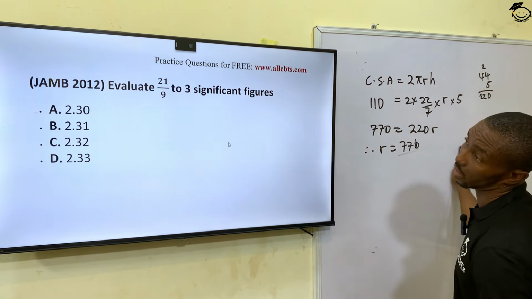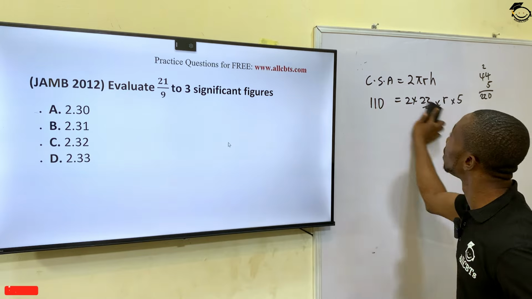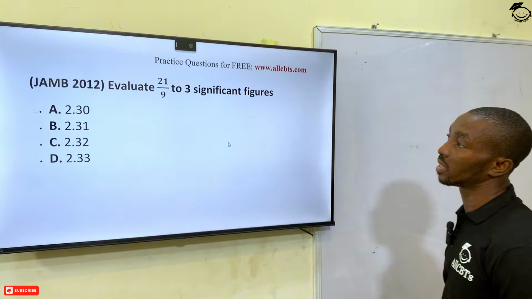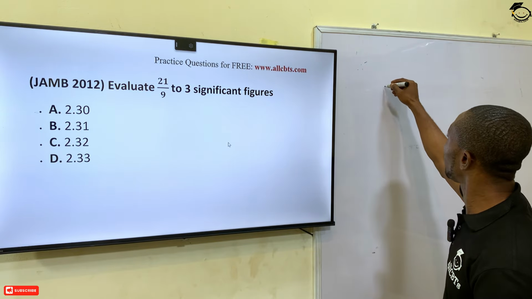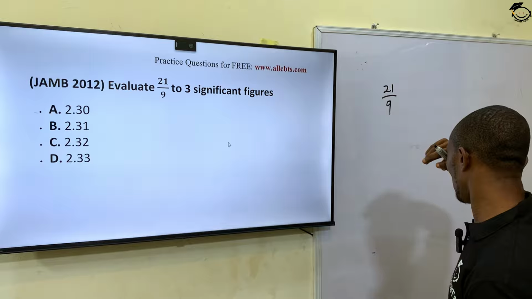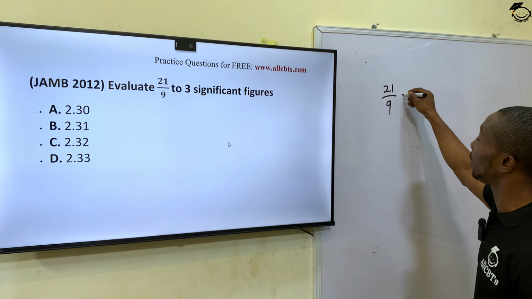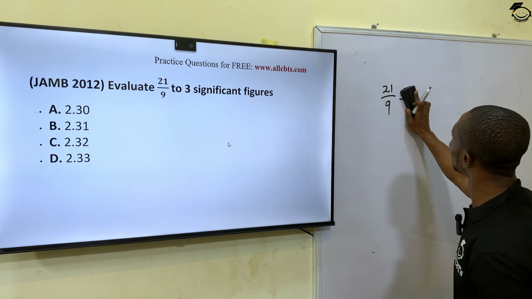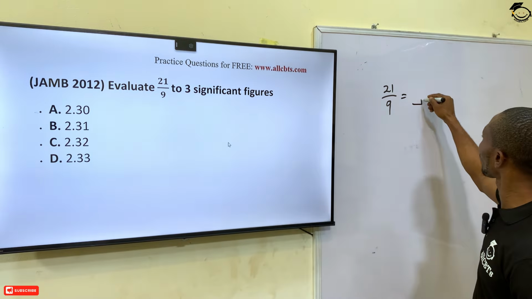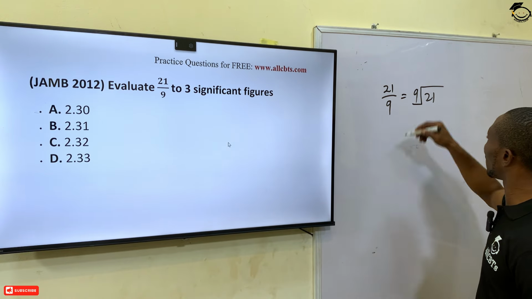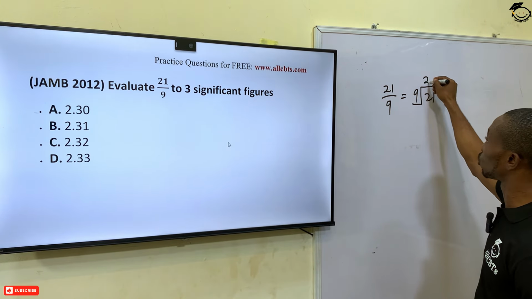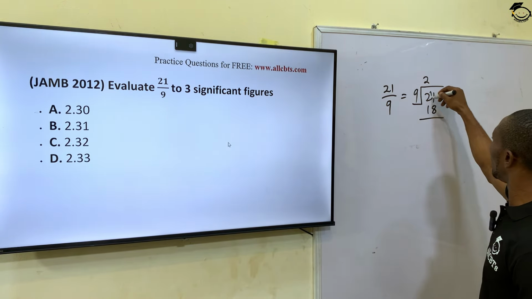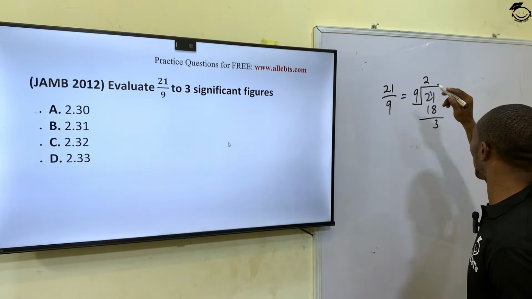Now, to the next question that says, evaluate 21 divided by 9 and correct to 3 significant figures. Now, we have 21 divided by 9. Okay, let's use our long division. 21 divided by 9. 9 into 21 will give us 2. 2 times 9 will give us 18. All right? Now, 21 minus 18, we have 3.